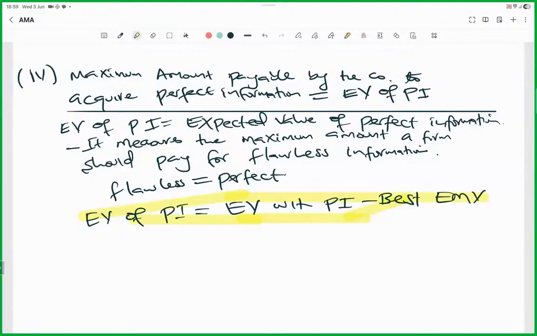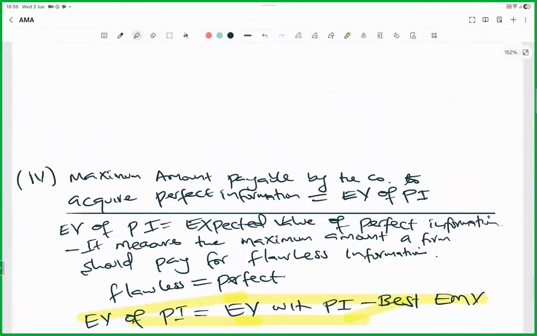So EVPI equals what here? EV with PI minus what here, somebody? Minus best EMV. Now here there is some money coming. Be very, very keen, although it will be little money, because the question here will be very easy.